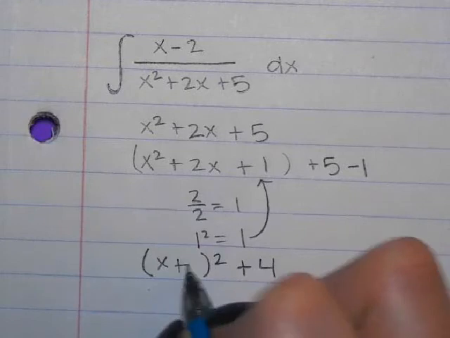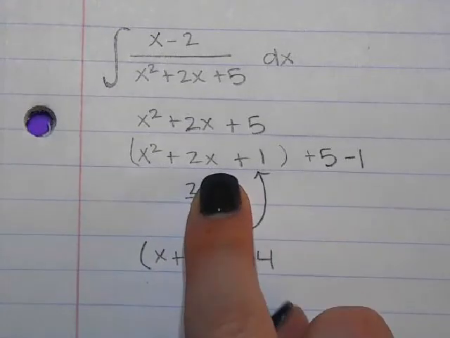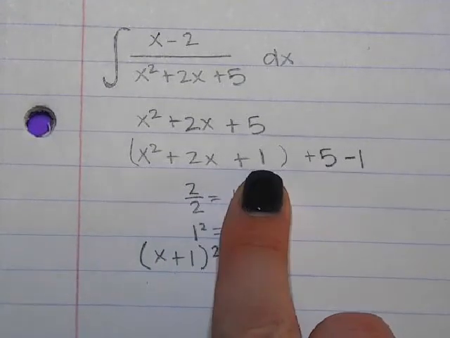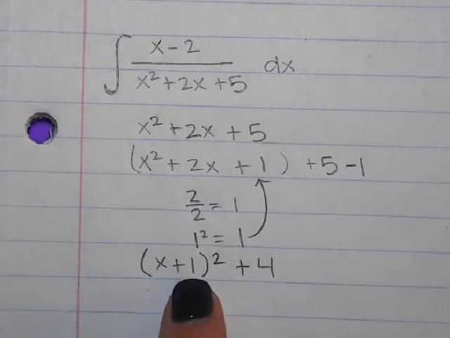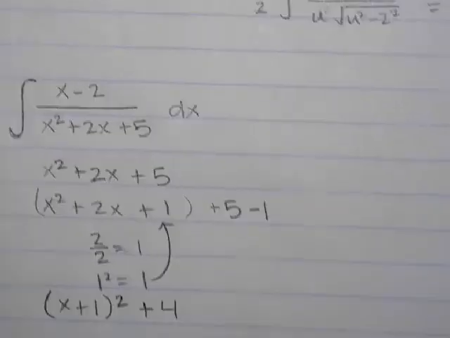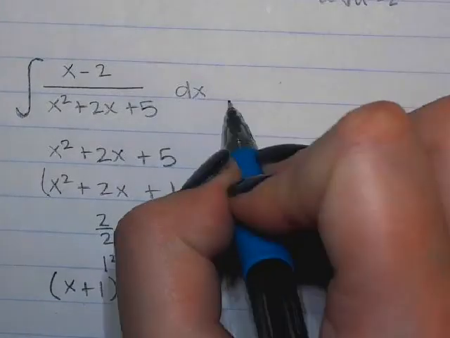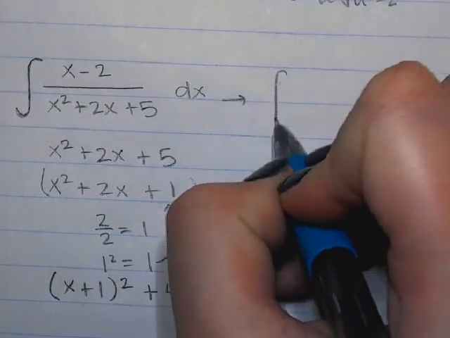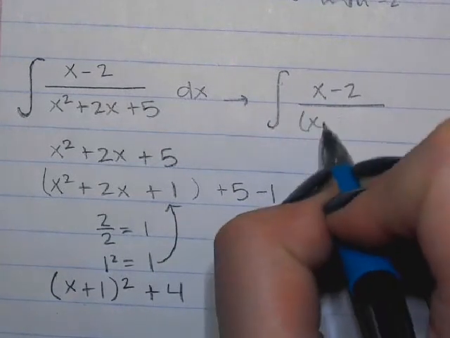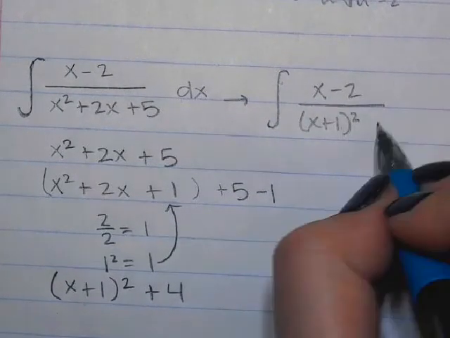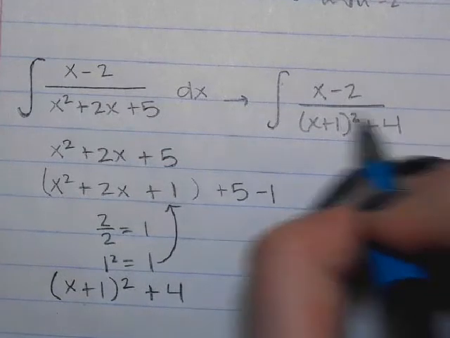x plus 1. So if you were to factor this, you'd be looking for two things that multiply to 1 but add to 2, which would be 1 and 1. So x plus 1 squared. Okay, so let's go back up here to the problem. So this is x minus 2 over x plus 1 squared plus 4.